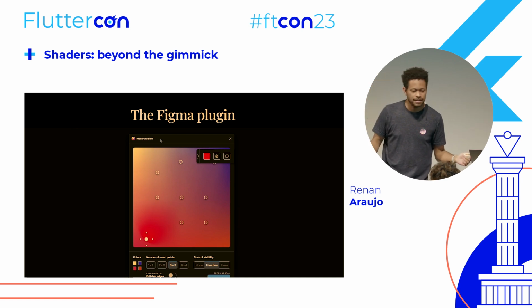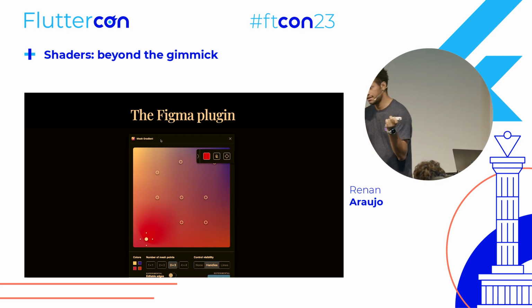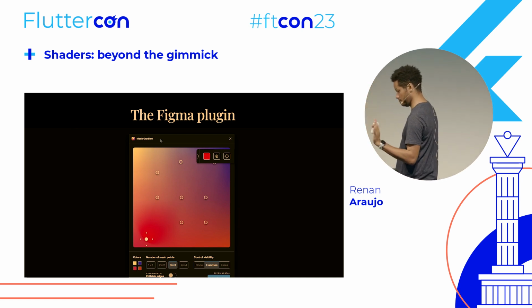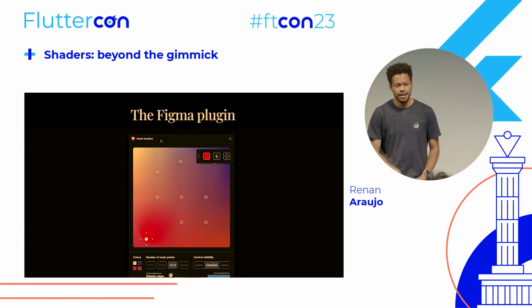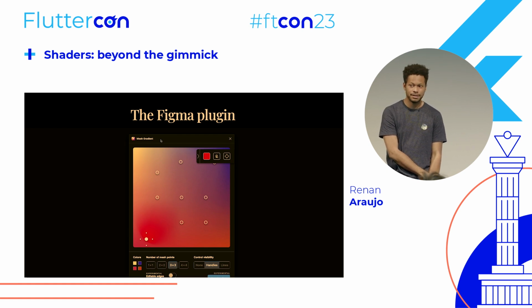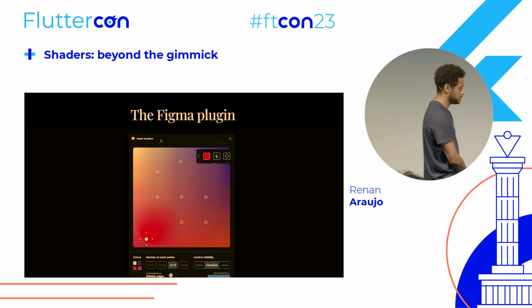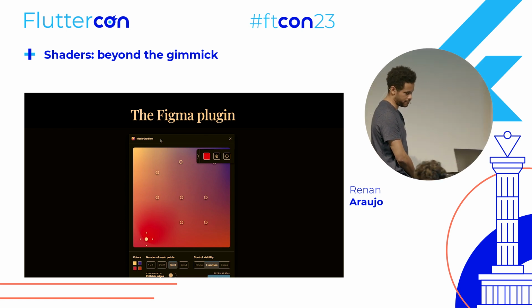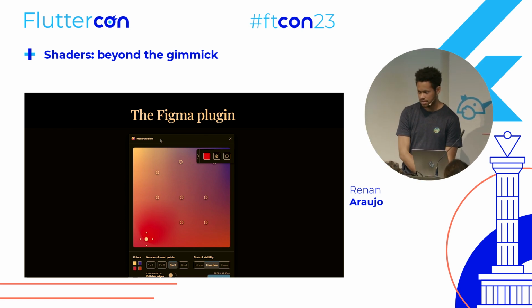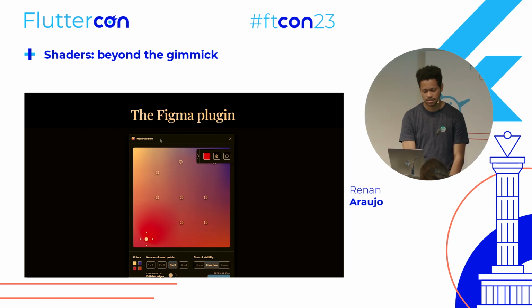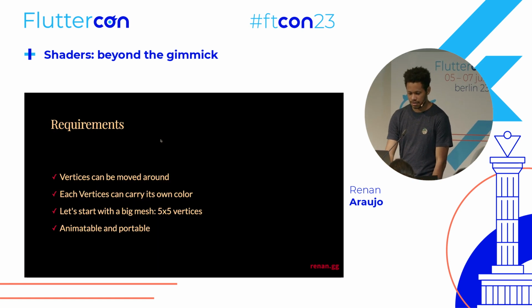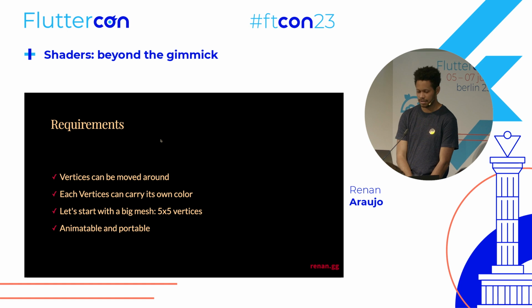I really like that. But there's a problem with this. It is a Figma plugin. So the designer will enjoy this experience of creating a mesh gradient, and you click the button, and you have a JPEG. I want to animate the goddamn thing, and you have a JPEG? No, we are Flutter developers, we want to animate stuff, and we want to create beautiful stuff. So yeah, we want to do this in Flutter.